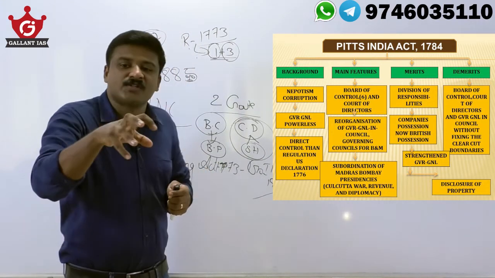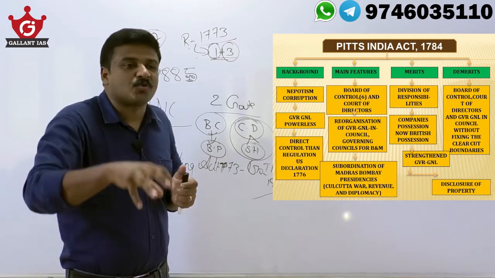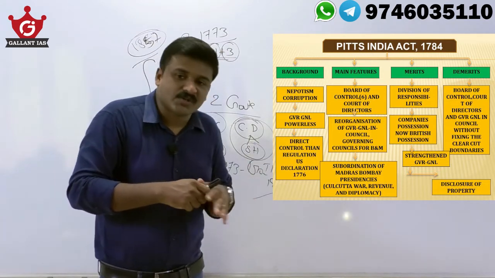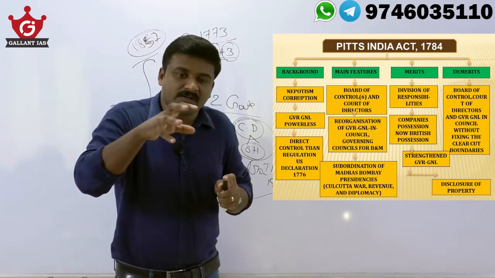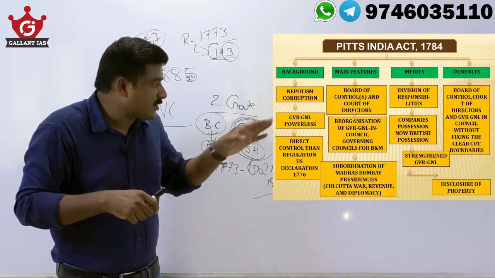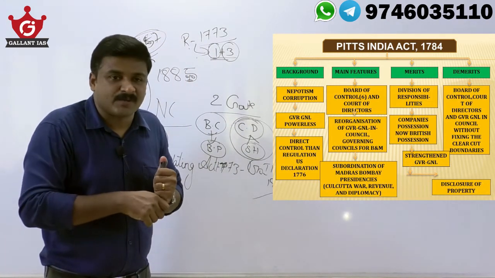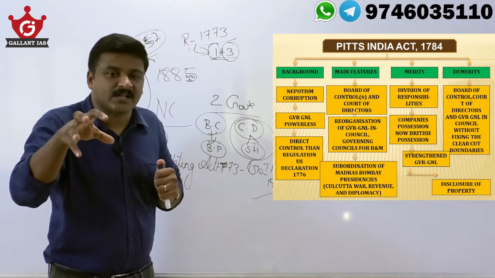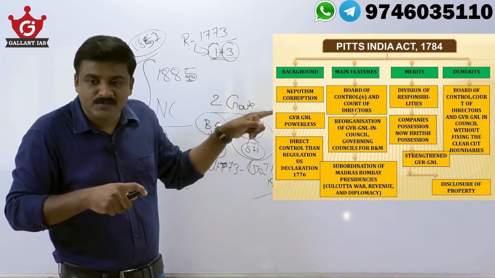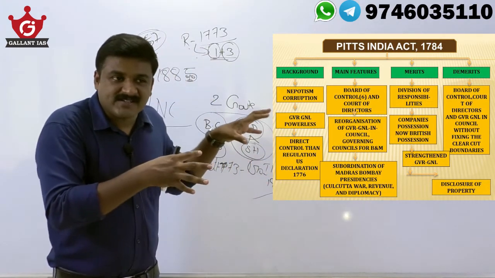The Madras and Bombay Presidencies are subordinated to the Calcutta Presidency in terms of war, foreign affairs, diplomatic relations, and revenue affairs. They have to consult the Calcutta Presidency. Whatever law is made in the Calcutta Presidency will be automatically applied to these two presidencies in these affairs. These are some features of Pitt's India Act.